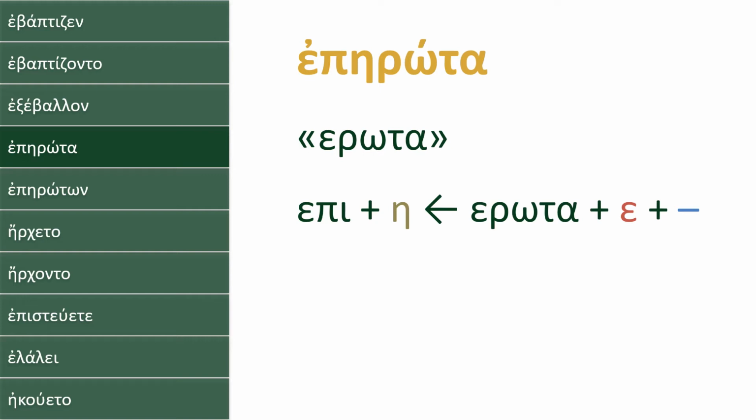Next we recognize that this is a contract verb ending in alpha, so it's an alpha contract. When the connecting vowel epsilon is added, alpha and epsilon contract to alpha. So effectively the epsilon drops out. There's no person ending for the third singular. And when you put all these changes together, you get ἐπηρώτα, he, she, or it was asking. I encourage you to study this one closely and make sure that you can understand all the changes that are taking place.